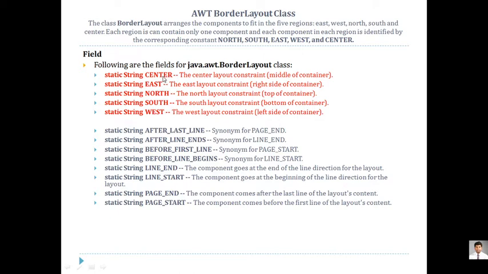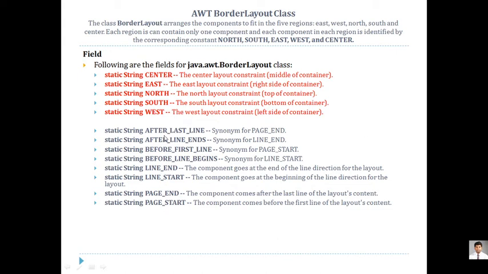When I say center, that component will be added in the middle of the container. If I say east, it will be displayed on the right side of the container. If I say north, it will be on the top of the container. So north will be on the top, south on the bottom, east on the right hand side, west on your left hand side. We have to keep in mind, east is your right hand side, west is your left hand side, north is your upper portion. The upper part is called north, the lower part is called south, and the middle part is called center.